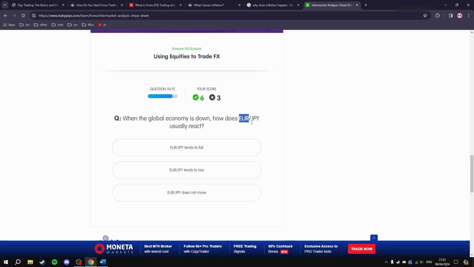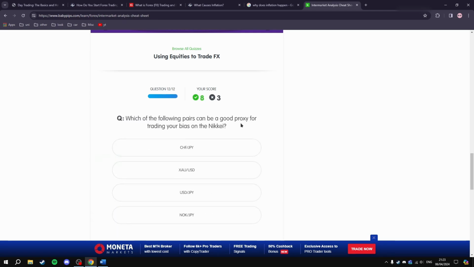When the global economy is down, how does Euro/JPY usually react? I think more people are going to buy the JPY, causing JPY to strengthen against the euro. So if it strengthens, you're going to need less JPY to buy 1 euro, so Euro/JPY tends to fall. How does rising gold prices tend to influence AUD/USD? So you're going to need more USD to buy AUD. So if you're going to need more, then it's going to rise.